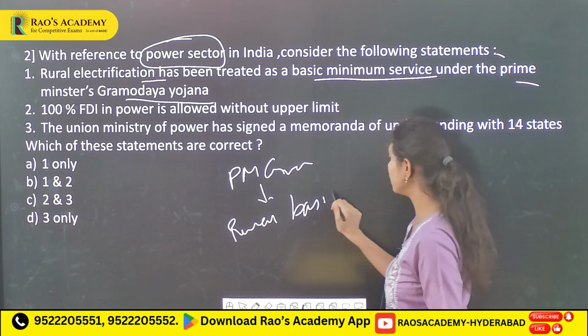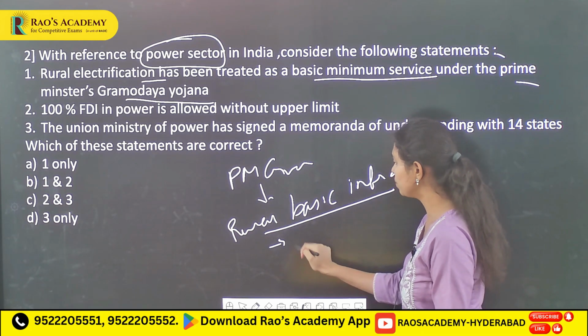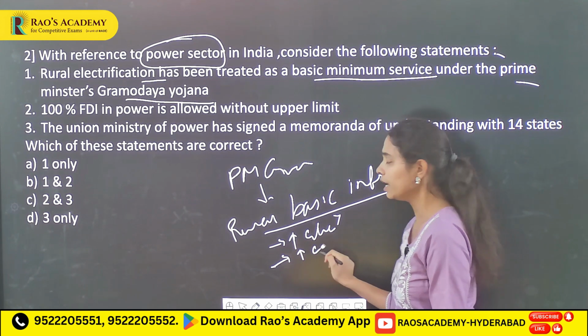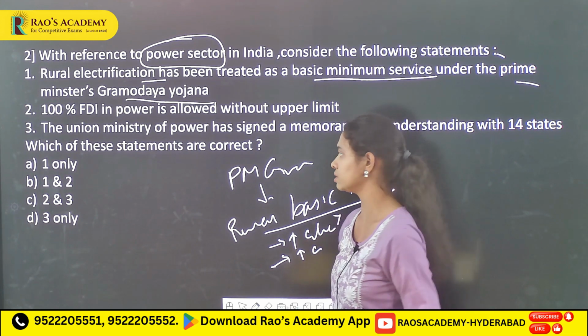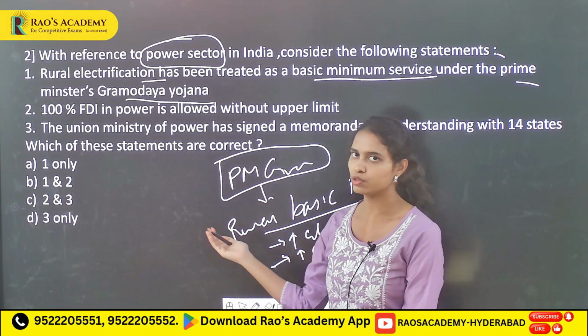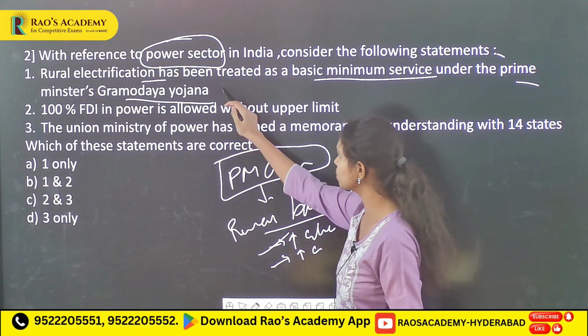And what does the term rural basic infrastructure refer to? It is in order to improve electricity accessibility and also to improve education as well as health services. So under this particular scheme called the Pradhan Mantri Gramodaya Yojana, rural electrification is also one of its features. So the first one is correct.